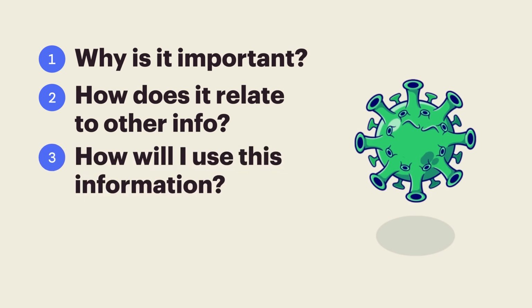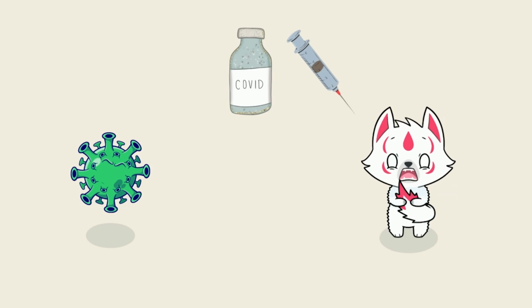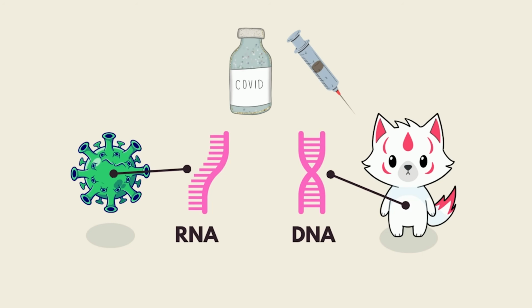So next, how will I use this information? Or how will I be tested on it? Well, let's say we had to invent a vaccine against COVID. How might this vaccine work? What might it target? Maybe RNA.